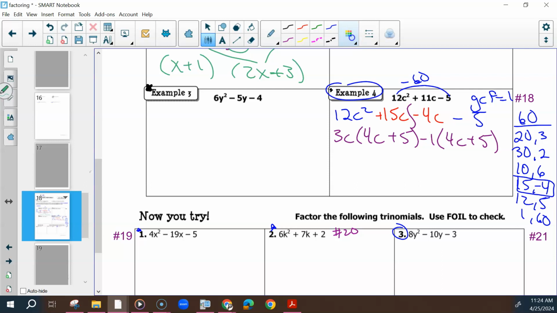So then what would the final two factors be? 3c minus 1 and 4c plus 5. I'm remembering that. Questions on that one before we do number 3?